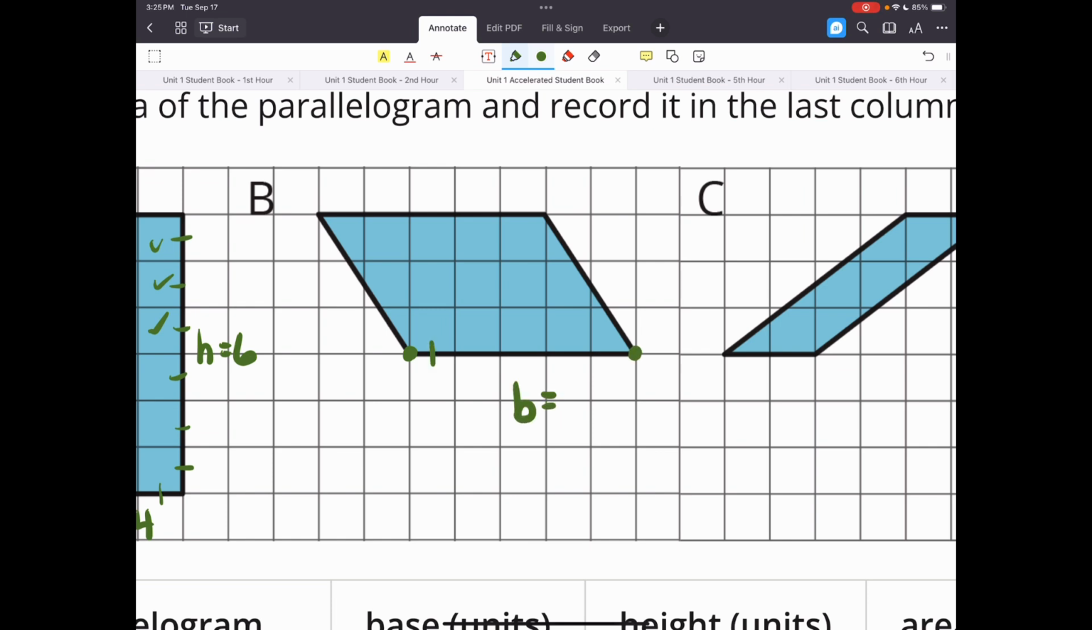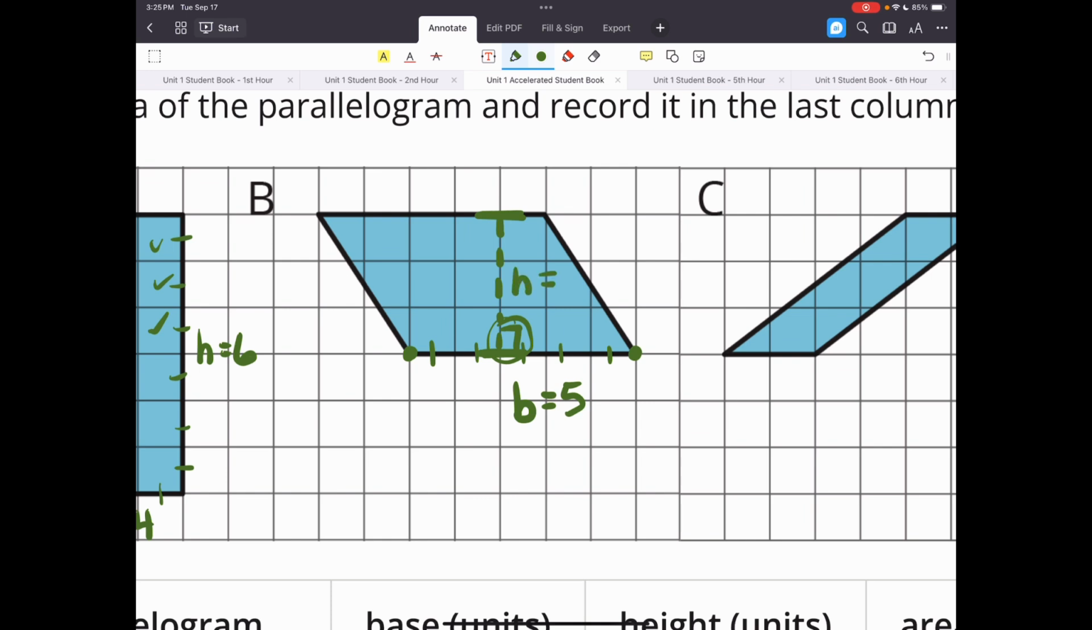So counting just those squares, 1, 2, 3, 4, 5. Now this is where we have to identify the height. The height is going to be the base to its opposite base at a 90-degree angle. So make these markings on yours, put your 90-degree angle, circle that, because that's the key: the base and the height have to be at a 90-degree angle.